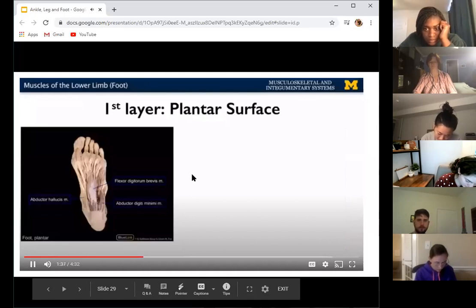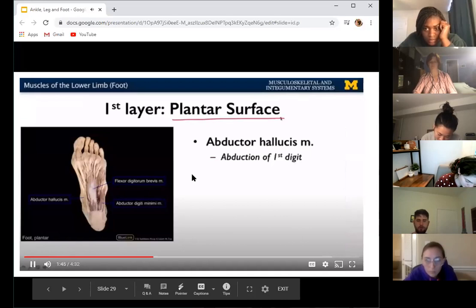Now, in this particular picture, you see that the plantar aponeurosis has been removed, and you're going to have the most superficial muscles on the plantar surface. You're going to have the abductor hallucis muscle, which you can see here. Anytime you have hallucis, you know you're talking first digit. So you can see abductor hallucis.